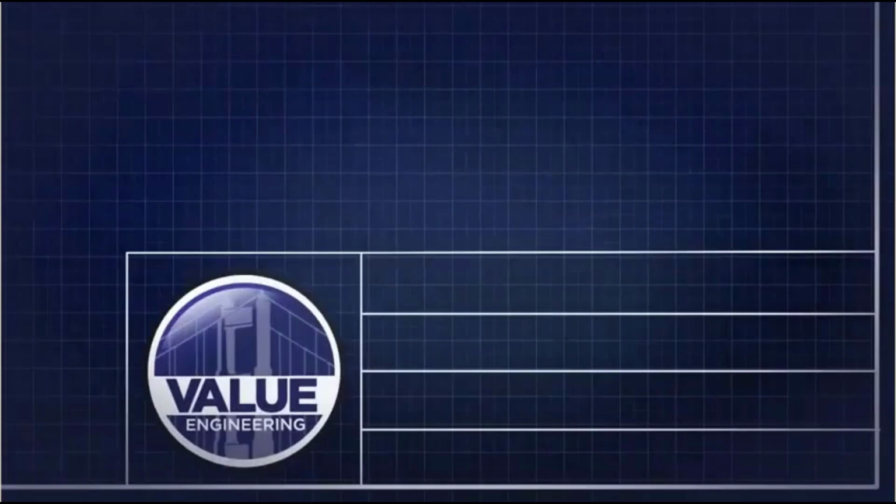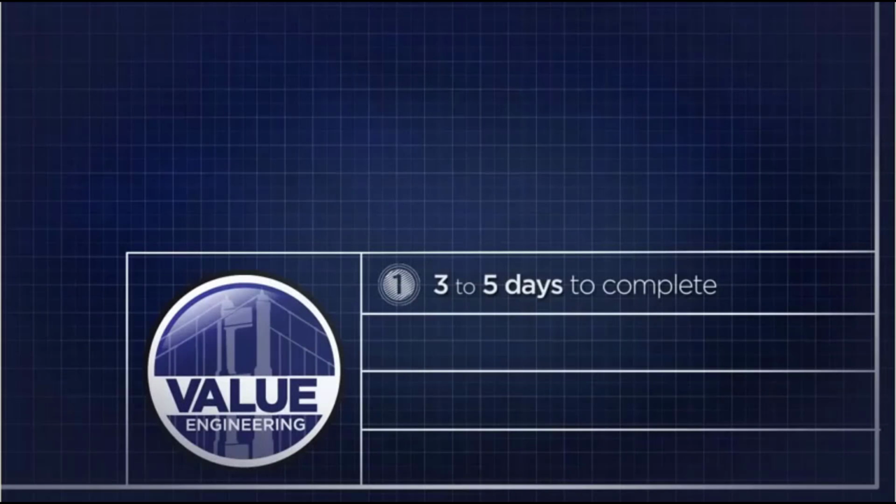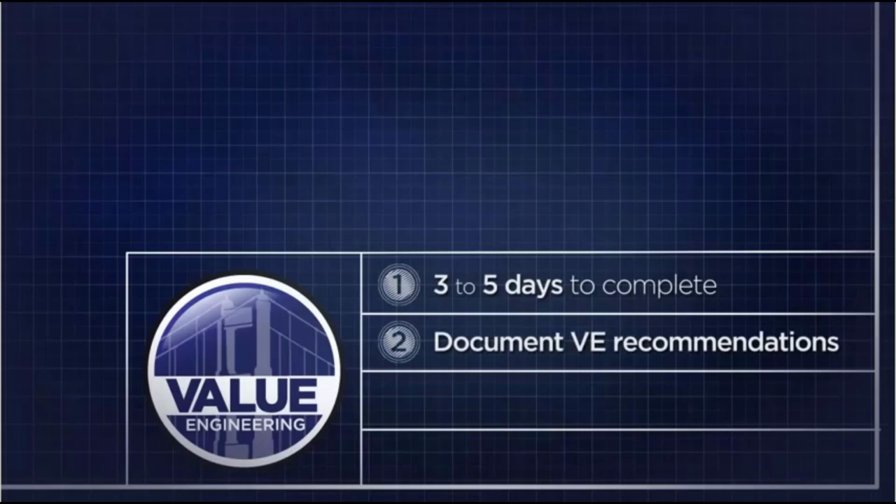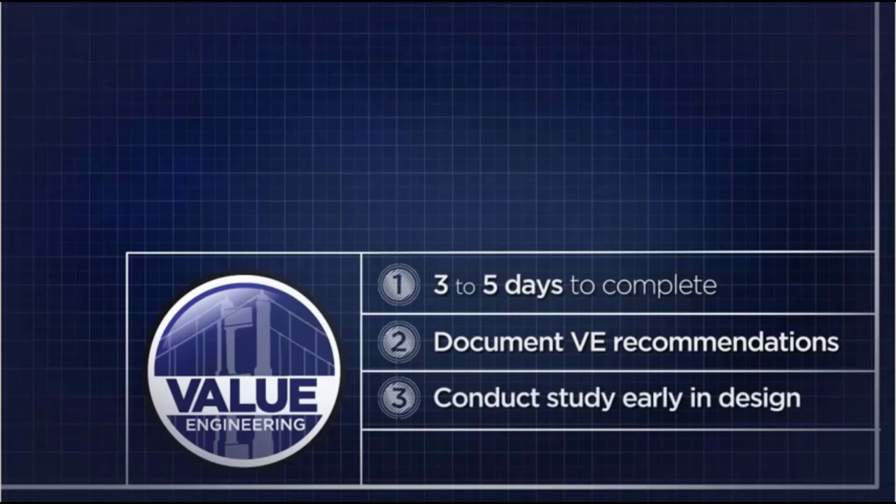A value engineering study normally takes 3 to 5 days to complete, depending on the project's complexity, followed by a formal report documenting the study team's recommendations. The study should be conducted as early in the design process as possible to maximize potential value engineering recommendations. Being prepared to review and then approve or reject recommendations in a timely manner will help ensure changes to the project can be quickly incorporated into the project design.